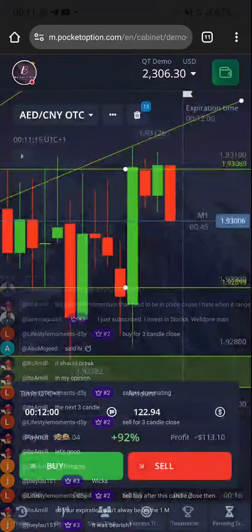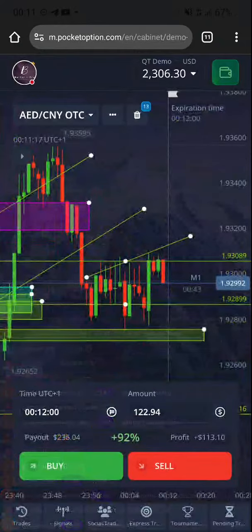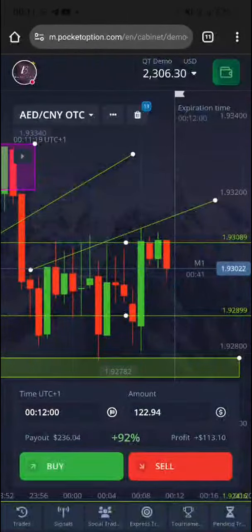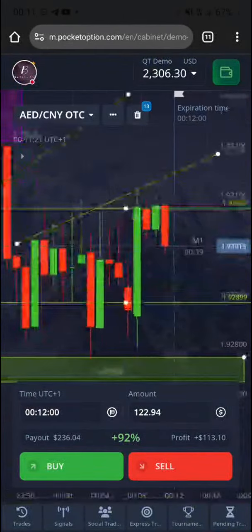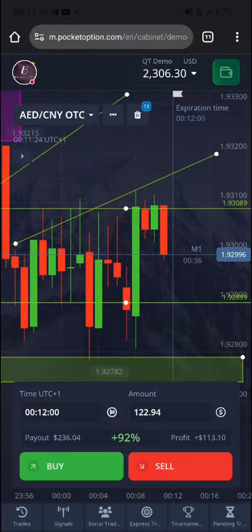Yeah, it was bearish, but now you can see it's still in the range, and we are making doji breaks. So when you see doji breaks like this, you should expect this kind of red green pattern.